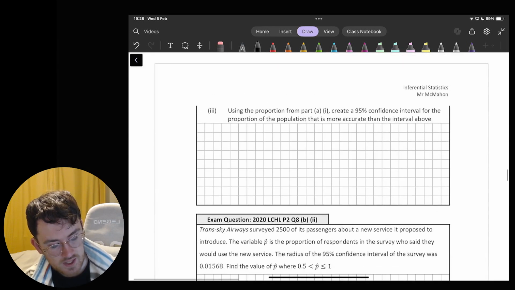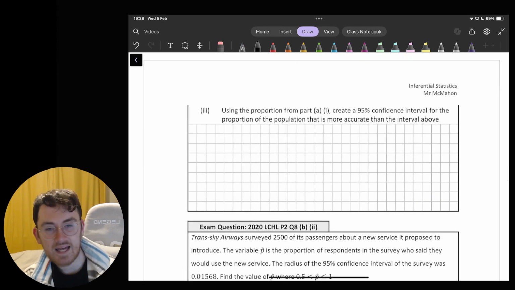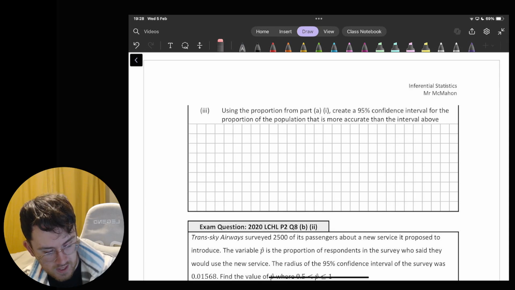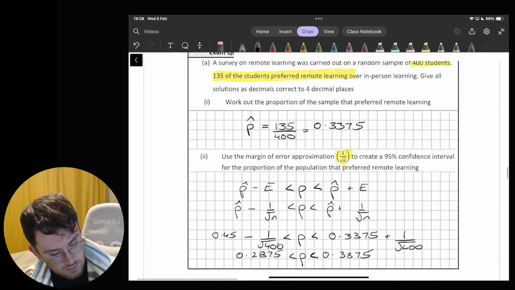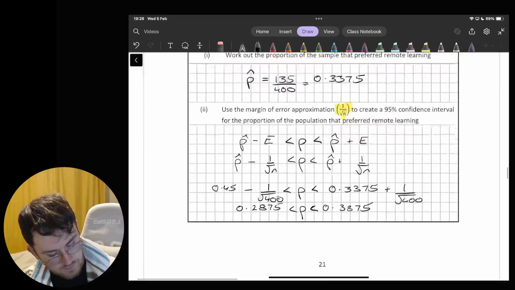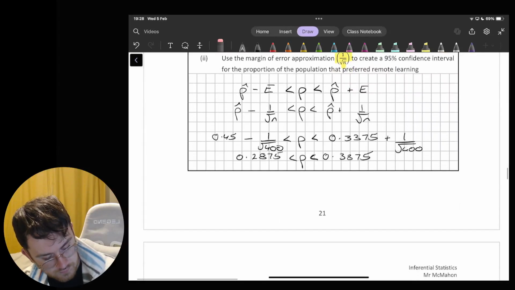Let's look at that now using the more accurate interval. We should know that the more accurate interval uses the standard error. So that's p hat plus 1.96 times my sigma p hat. I'm just going to use that notation here because that is how it's given in the formula and tables book, so let's get used to that. Let me remind myself, it was 0.3375.